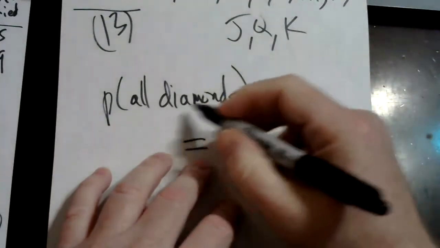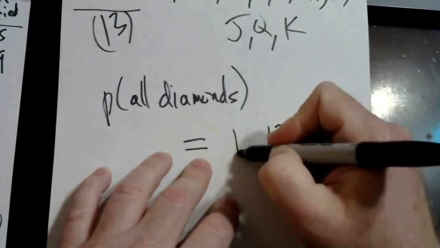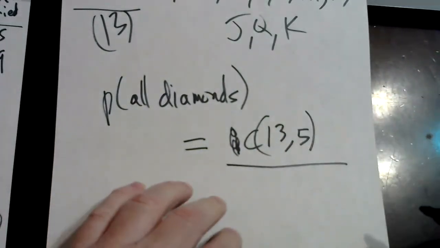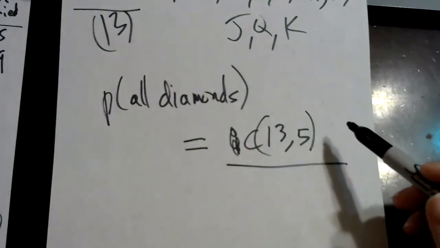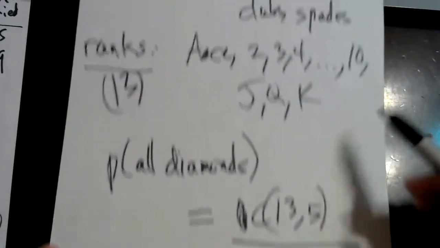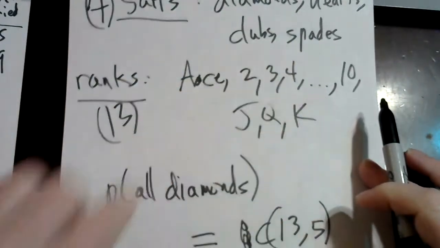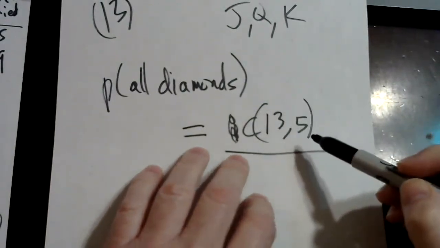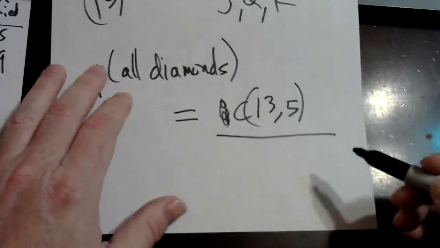Well, how many diamonds are there total in the deck? There are actually 13. So 13 choose 5 combinations is the total number of ways that we can select 5 diamonds. All right. So there are always 13 of each one of these suits. There are 13 diamonds, 13 hearts, 13 clubs, and 13 spades. So this is the total number of ways for all the cards to be diamonds. It's just the number of ways to choose 5 out of those 13 diamonds, okay?